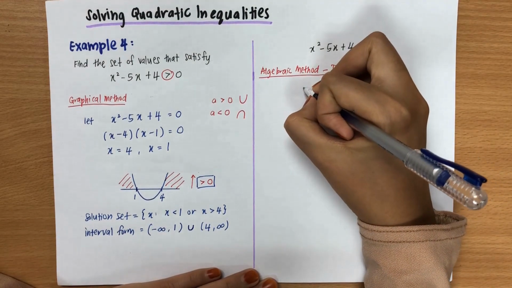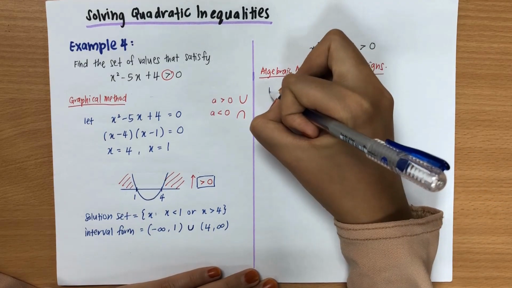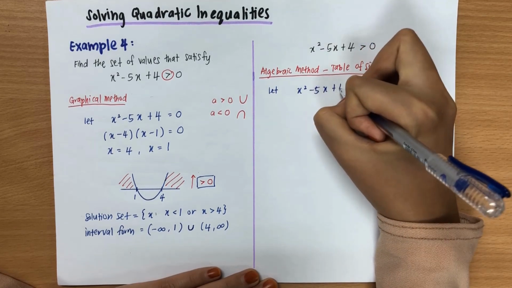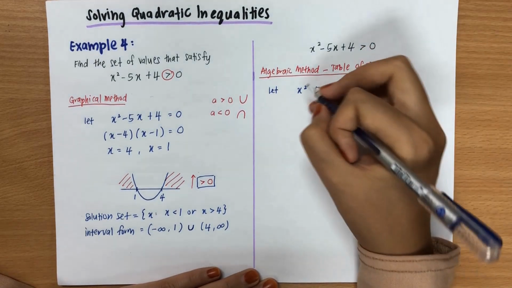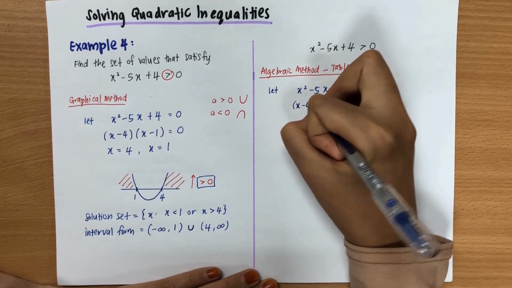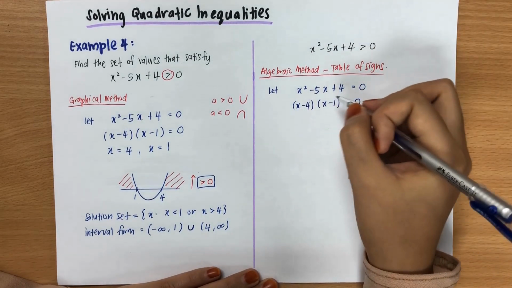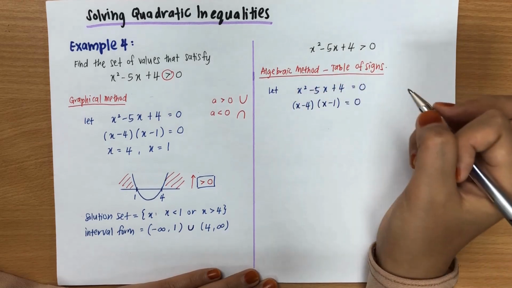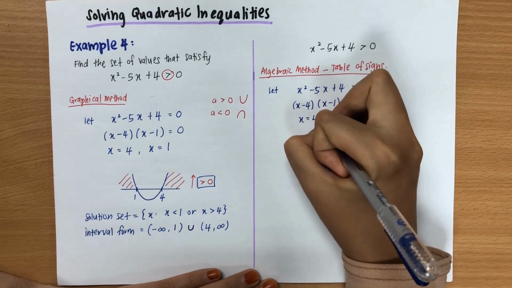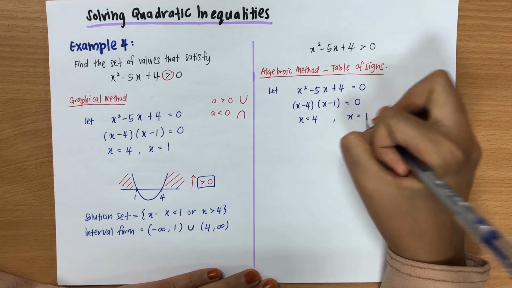Okay, so what we will do here is we will take x squared minus 5x plus 4, and again we will let this equal to 0. Then we will try to factorize this. Factorizing this, we get (x minus 4)(x minus 1) equals 0. And then we try to find the critical values, the values of x. So here the values of x will be x equals 4 and x equals 1.